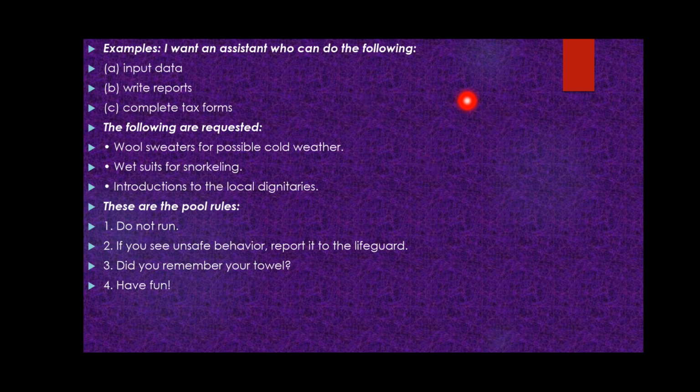Now here we have examples where a list of items is put one by one, per line. Example: "I want an assistant who can do the following." You can see that a colon is used here, and the items are one by one. A, input data; B, write reports; and C, complete test forms. These different items are put one by one and are phrases. "Input data" is a phrase, "write reports" is also a phrase, not a complete sentence. And "complete test forms," again, is not a complete sentence.